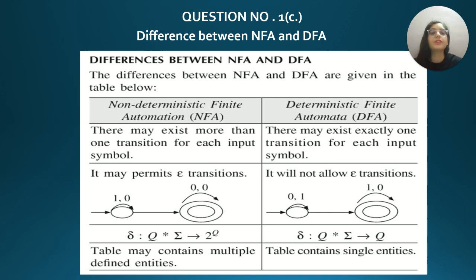and it again has the final state. Whereas in deterministic finite automata, there exists exactly one transition for each input symbol. That is, we have only one input and then one transition according to it. In non-deterministic, it may have more than one transition for each input depending on the condition. And in the NFA, tables may contain multiple defined entities, whereas in DFA, tables contain single entities.